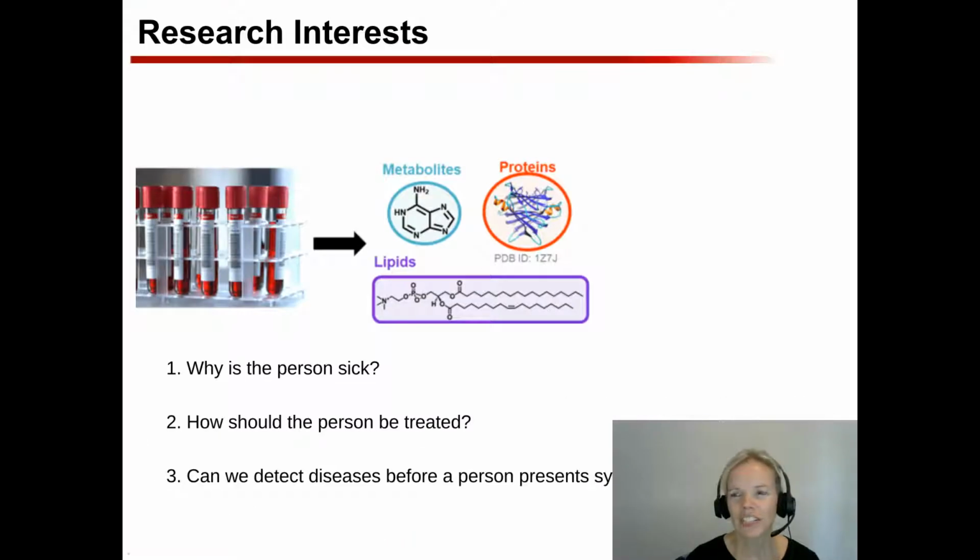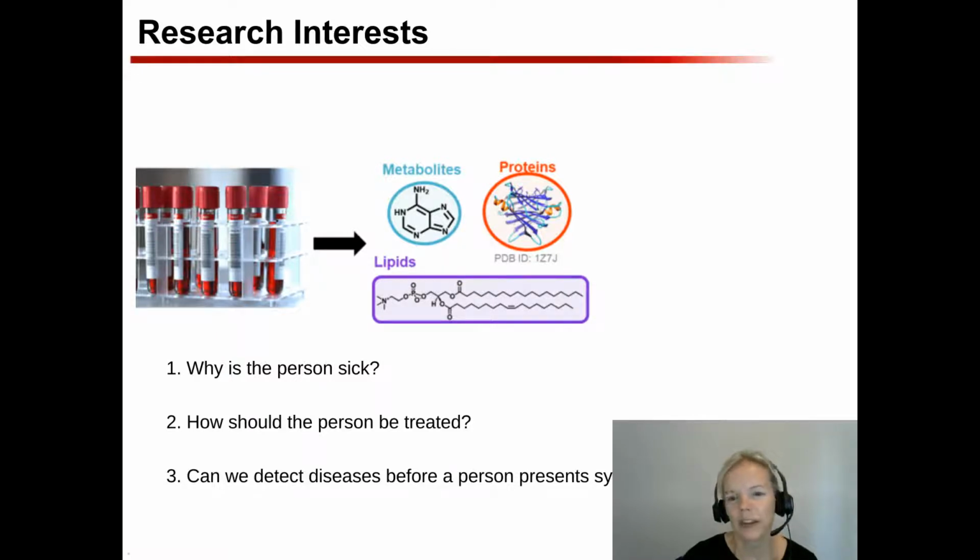So my research interests have always been on a clinical side of why is a person sick, how should the person be treated, and can we detect diseases before a person presents symptoms or becomes symptomatic? So a lot of times we take biofluids or tissues and we look for metabolites, proteins, or lipids in those biofluids that could be specific markers for diseases.